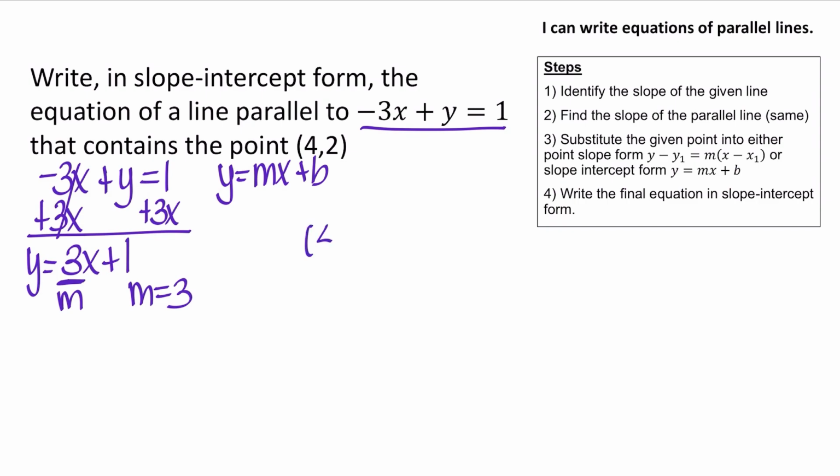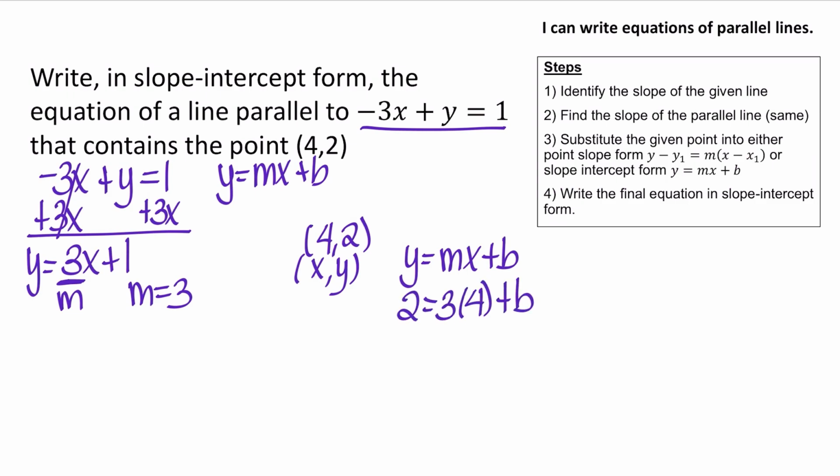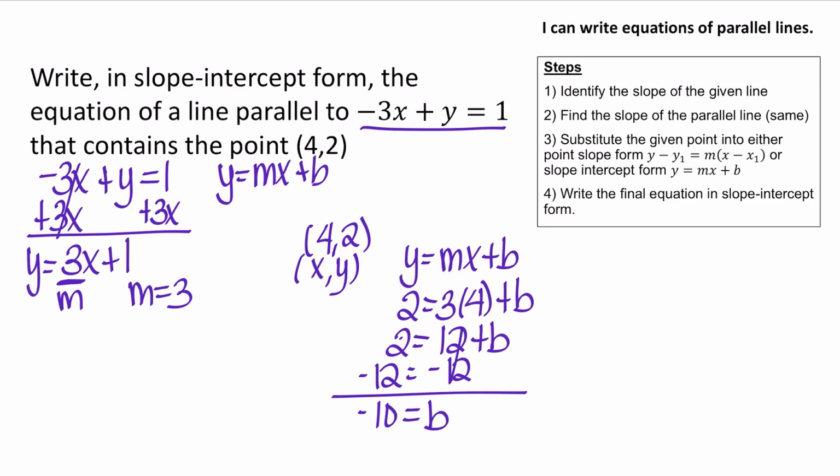So I'm going to take 4, 2 and make that x, y. And then when I plug in, I get y equals mx plus b. So I have 2 equals 3 times 4 plus b. So I have 2 equals 12 plus b. And then to get b by itself, I'm going to subtract 12 from both sides. And when I do that, on the left, I have 2 minus 12, which is negative 10. And then I have negative 10 equals b.